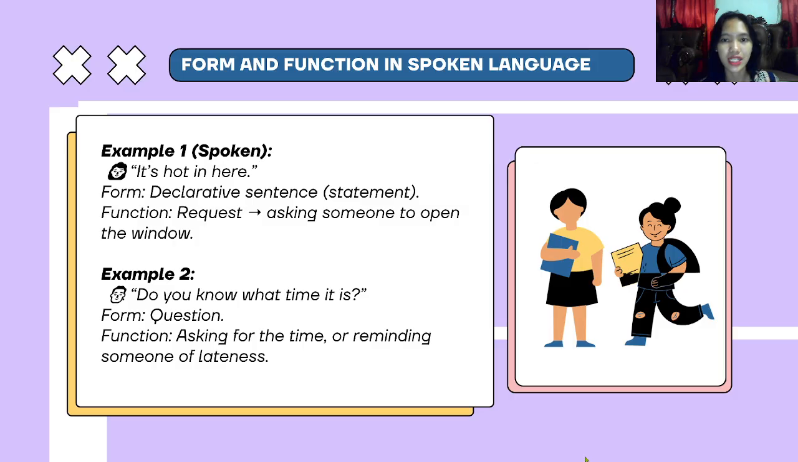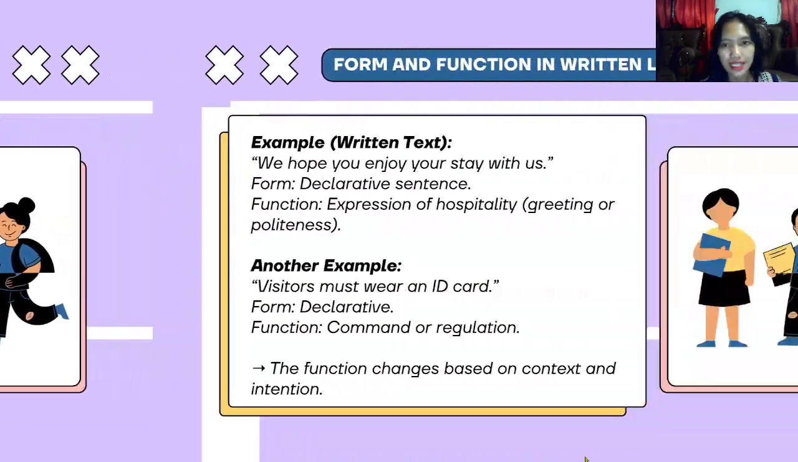Form and function in spoken language. Example 1, spoken: it's hot in here. Form: declarative sentence, statement. Function: request, asking someone to open the window. Example 2: do you know what time it is? Form: question. Function: asking for the time or reminding someone of lateness.